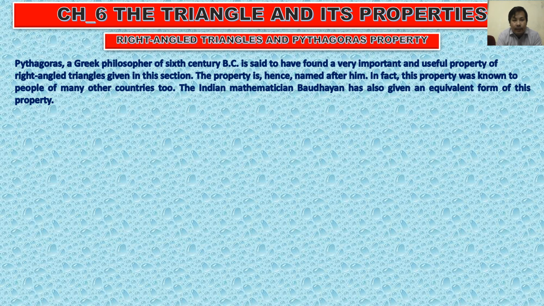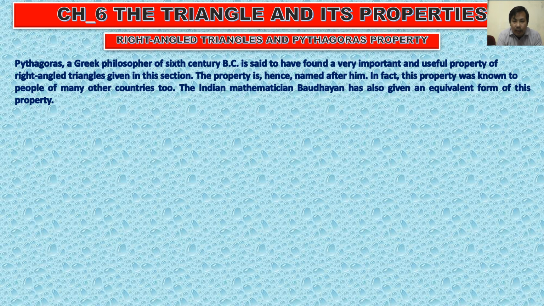First of all, Pythagoras is actually the name of a person. He was a Greek philosopher of the 6th century BC. He found a very useful property that is widely used by the people of the world today, in different countries. And after he discovered this property, it was again explained by our Indian mathematician called Baudhayana.